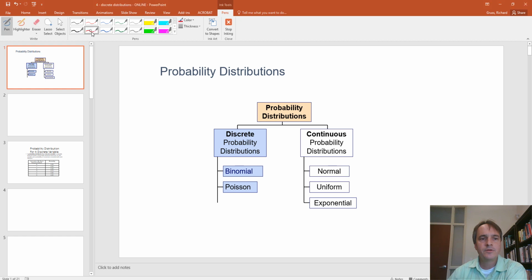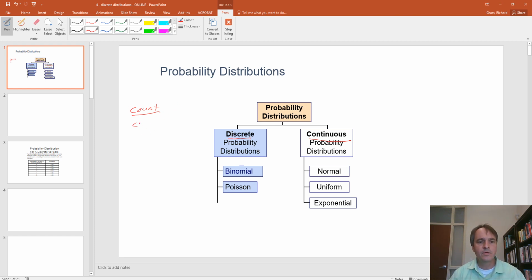So first of all, notice that probability distributions are divided into two major categories: the discrete and the continuous. The main dividing factor, the real distinguishing trait, has to do with what the data looks like. So discrete data, as we said, are things that can be counted, and these are going to be integer values, so whole numbers that include 0.